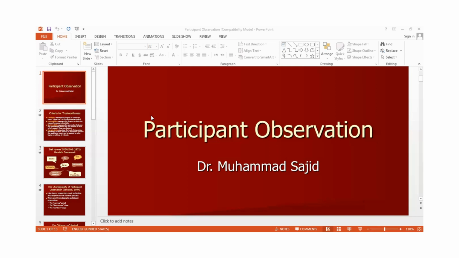So there are many stages of observation. One part of observation is participant observation. Now let us see what the role of an observer as a participant is, and what the key features of participant observation are.